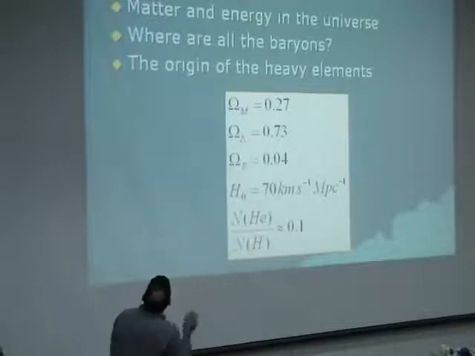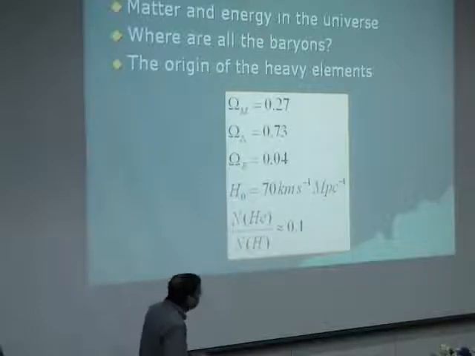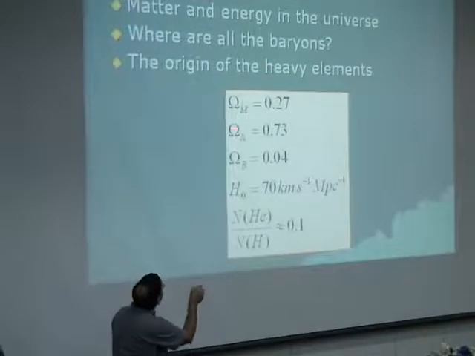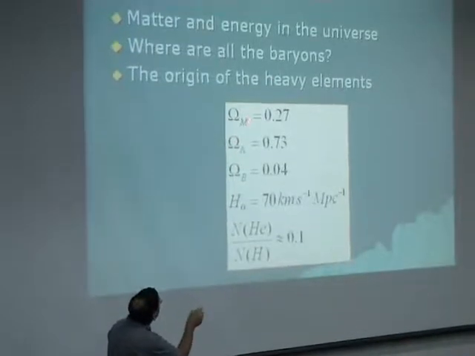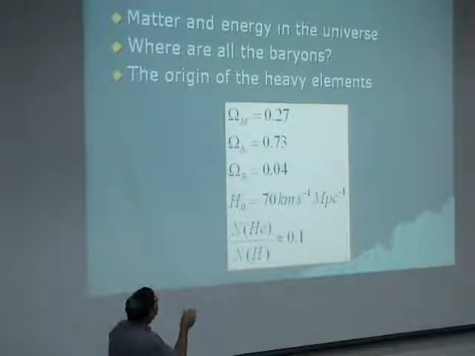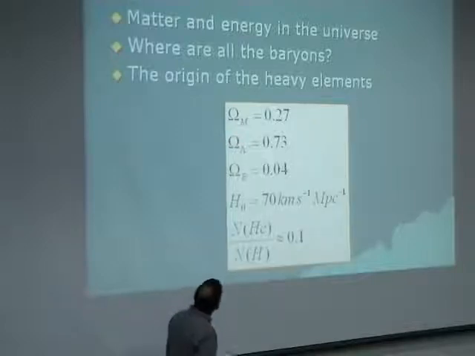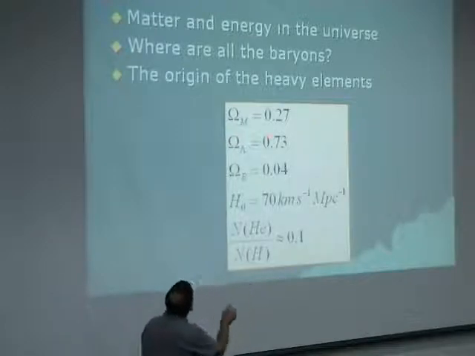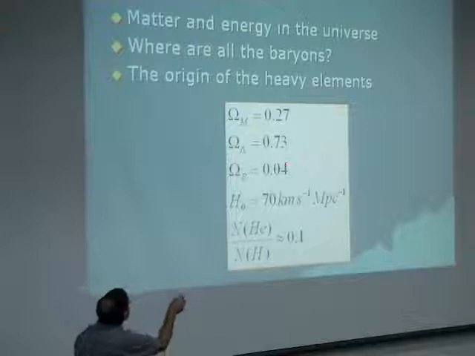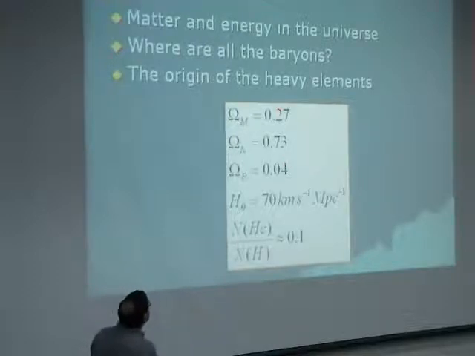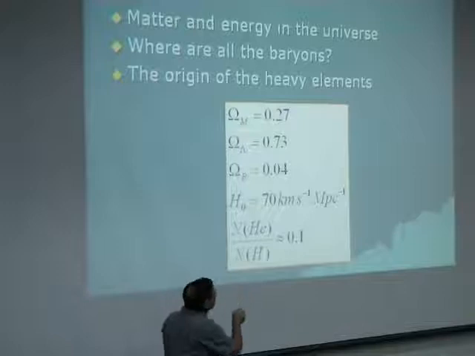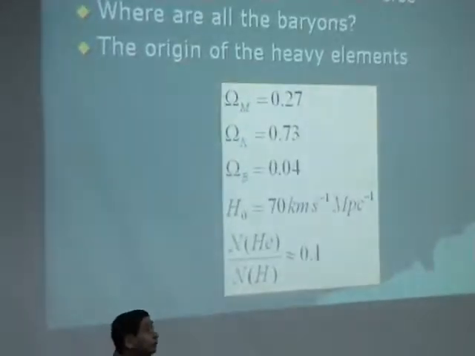So what we know about the universe is, first of all, the energy and mass budget of the universe. We know that matter, which is mostly dark matter, takes about 27% of this. Out of the 27%, about 4% is due to baryons, and all the rest is dark energy. So dark matter, dark energy, and baryons, and this 4% is part of the 27%, okay? And the total sums exactly to one, which means that we live in a flat universe.